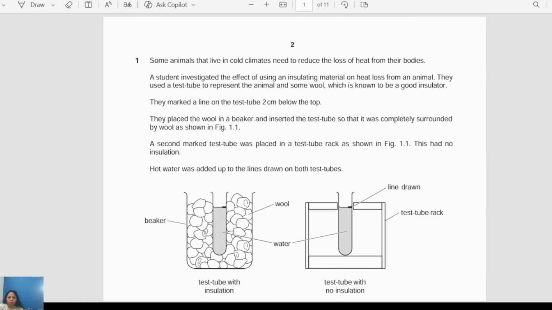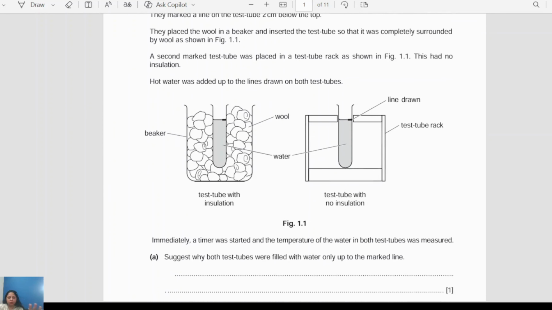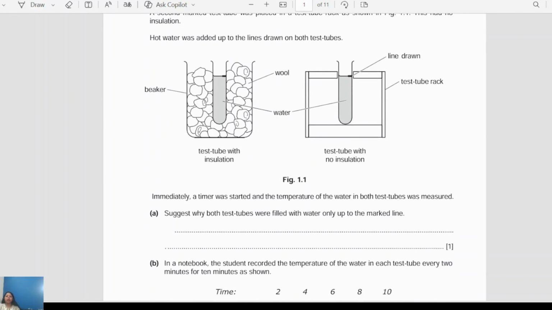And in one of the racks there is no insulation. So one has wool as an insulation, other doesn't. Immediately a timer was started and the temperature of the water in both test tubes was measured. Suggest why both test tubes were filled with water only up to the marked line, not after, like it cannot be above that. Why?